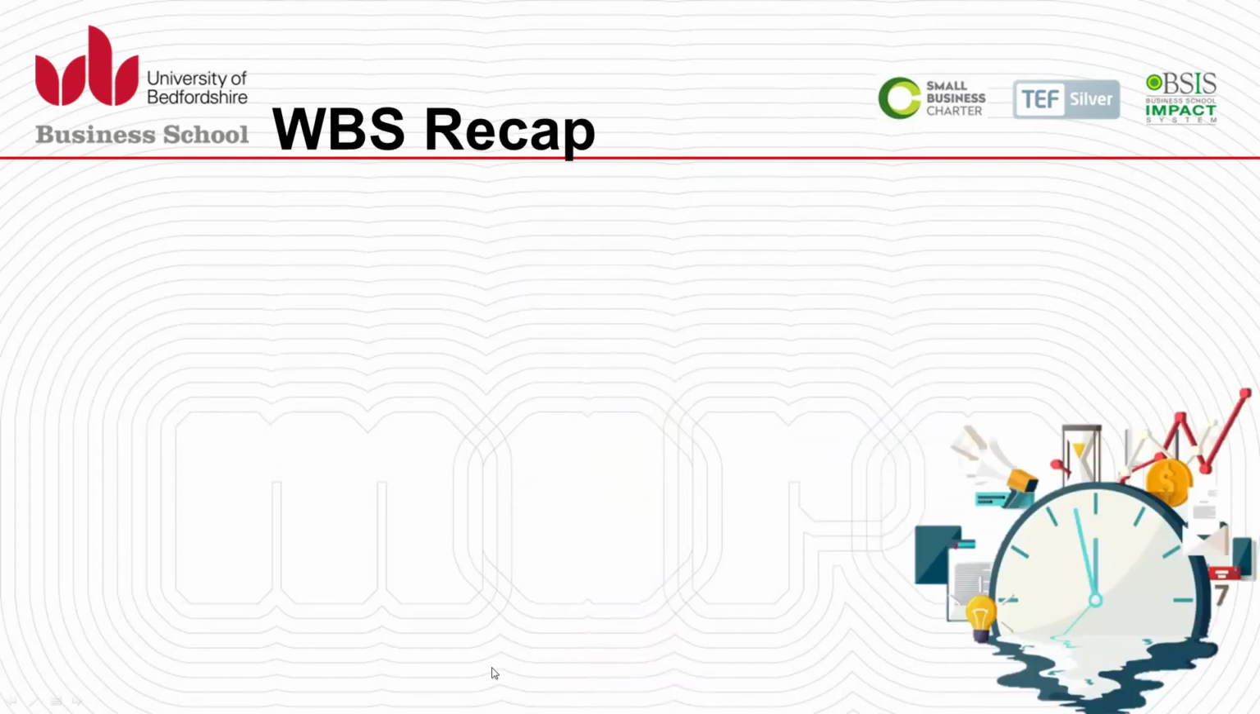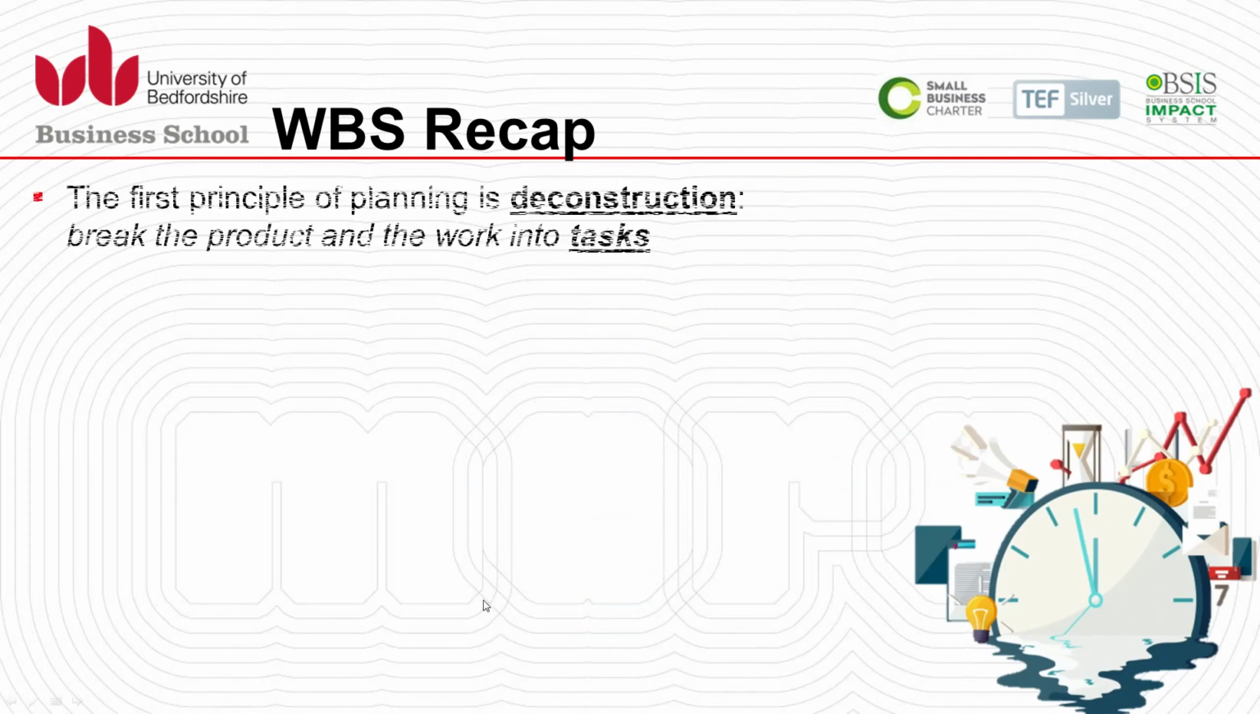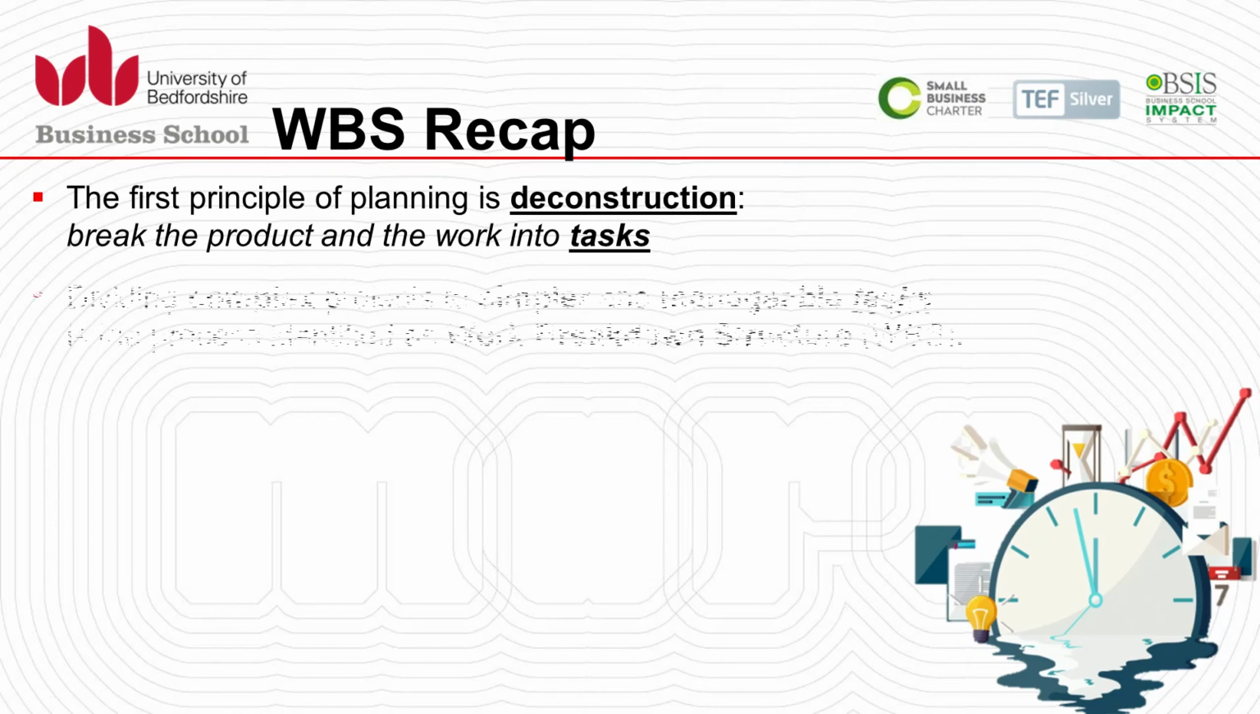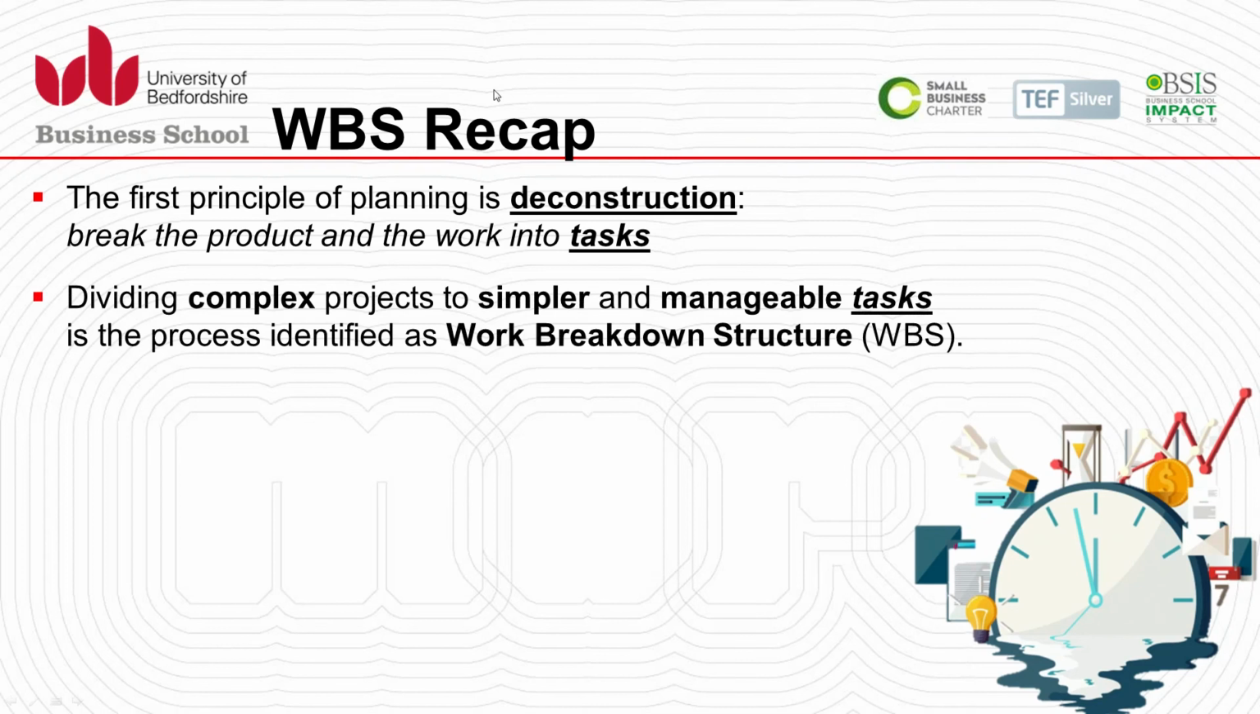To recap the work breakdown structure from last week, the first principle of planning is deconstruction. We decompose, breaking the product and the work into tasks. If it is work, then it is a work breakdown structure. If it is a product, then we do a product breakdown structure. Dividing a complex project into simpler and manageable tasks is the process identified as the work breakdown structure.